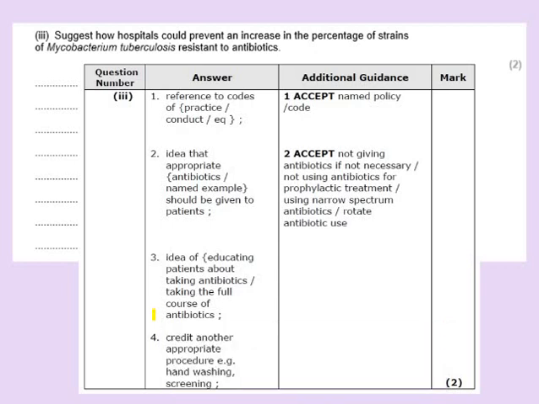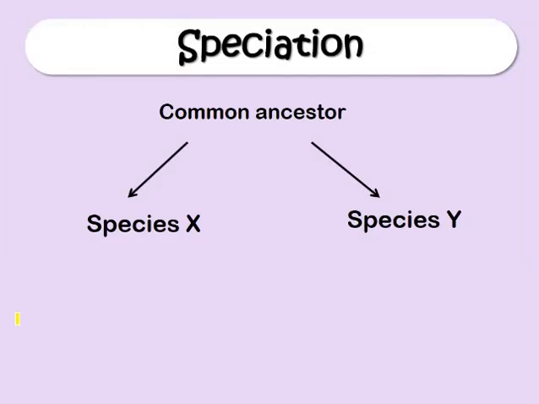Credit another appropriate procedure, for example, hand washing, screening, changing beds of patients more frequently, separating patients into different sections of the hospital if they have infectious diseases. Any one of those would have been correct. Okay, so that was evolution.